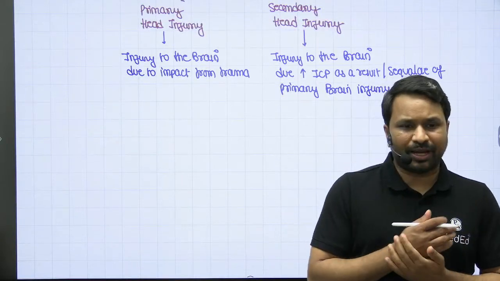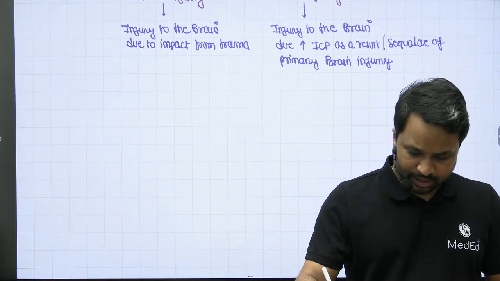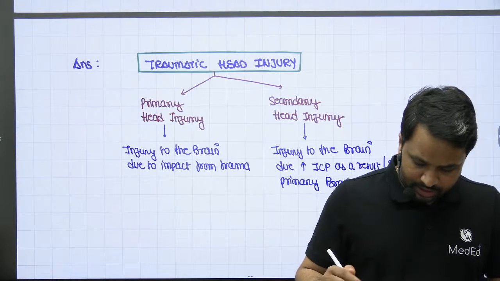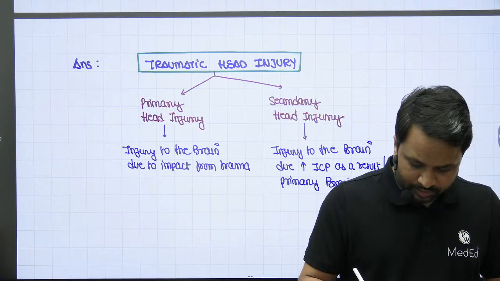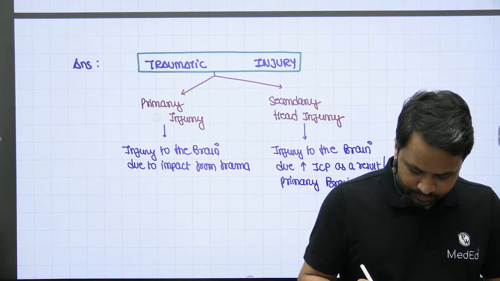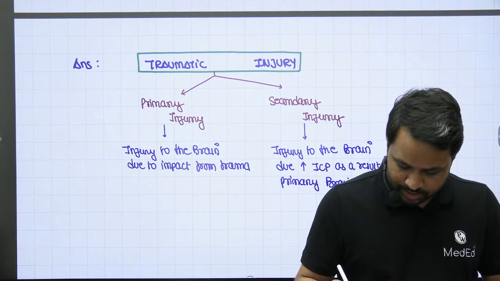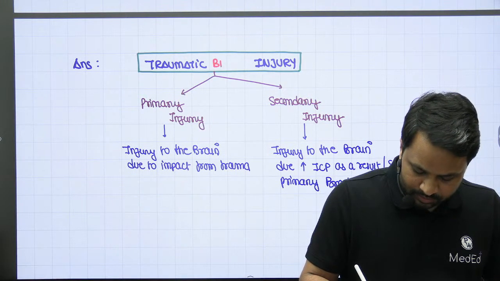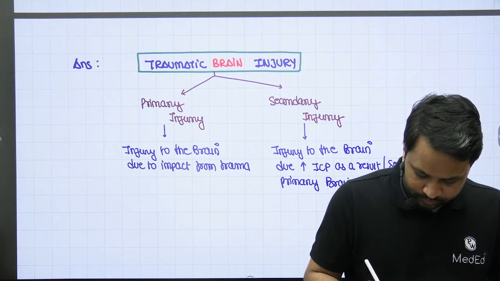So we talk about the primary brain injury or the primary head injury. In the primary brain injury, rather than saying head injury, we'll say primary brain injury. Talking about head will also include the skull, no? So the head is now being replaced by brain. Talking about the primary brain injury.